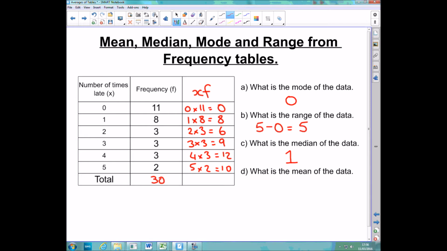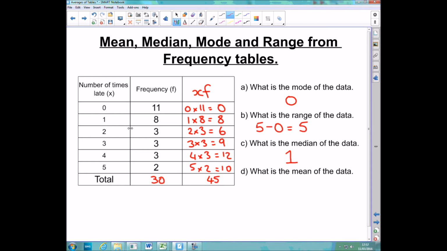So now that I've got this last column filled, I need to find the total of those numbers in the last column, and that will give me what the data all added up would have been. So 8 and 6 is 14, add 9 is 23, add 12 is 35, add another 10 is 45. So adding those numbers up, I get 45.